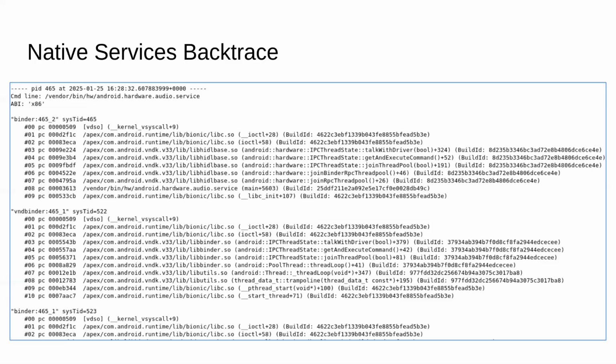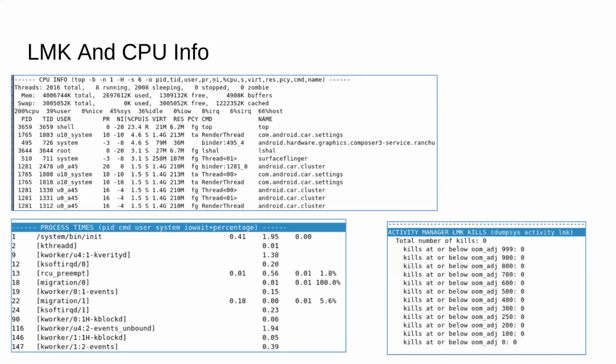Okay. So this is with respect to the native services backtrace. And then there are a couple of other simple things that we look into: the CPU consumption, the IO, the IO wait. Basically, if there are processes waiting too much for IO, it means that there is some other issue that needs to be looked into. The other important thing that we typically look at is the number of kills that the low memory killer has done.